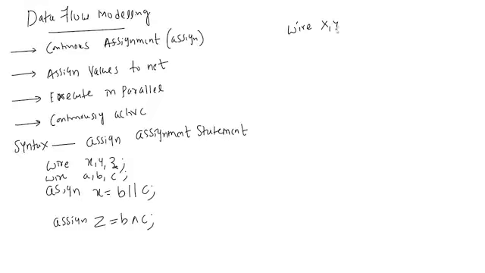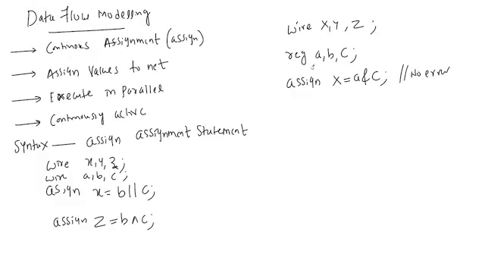So wire x, y, z. I'm using reg a, b, c. Suppose I am using assign x equal to a and c. There is no error. That means whatever the reg variables are there, they can come on the RHS side.